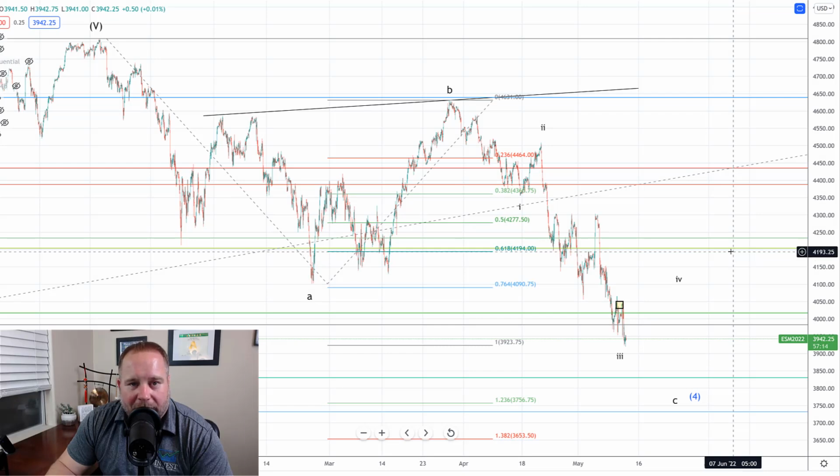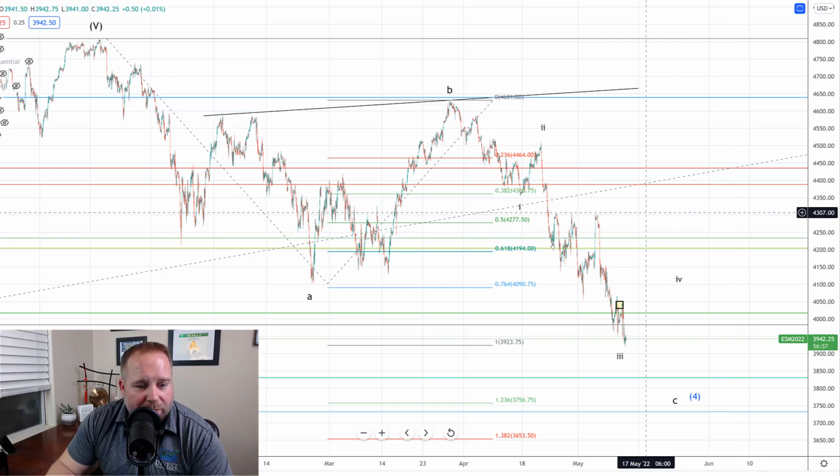Okay, guys, so here we are on the 1-hour futures chart for the S&P, and we zoomed out a little bit here because on the zoomed in perspective, it hasn't changed. We're still looking for a low and an impulsive rally higher, and the bulls can still hold 3,900 and do that, although they are really pushing their luck at this point.